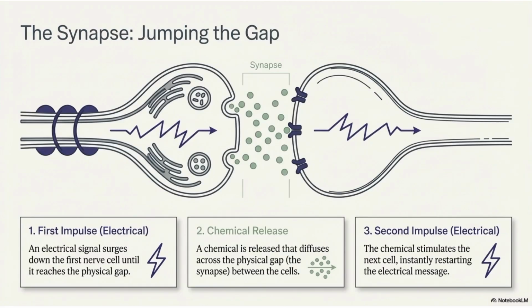What is a synapse? It is a gap between two nerve cells or neurons. First of all, an electrical signal surges down the first nerve cell until it reaches the physical gap, the synapse. Then a chemical is released that diffuses across the gap. When the chemical is released, the next neuron is initiated to take that signal. The chemical stimulates the next cell, instantly restarting the electrical message.